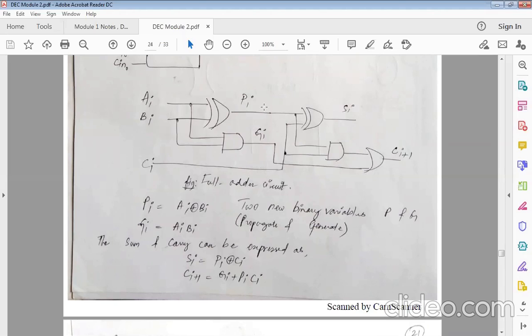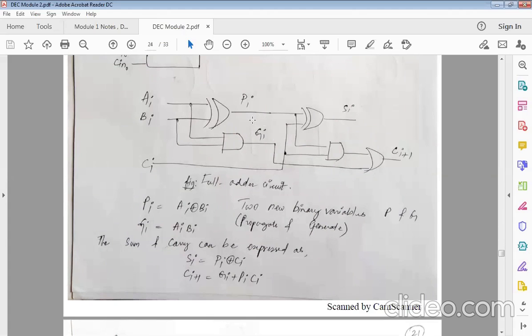Now, there are two important new terms here: Pi and Gi, which we have not seen previously. Pi means propagate, and Gi means generate. They are just propagating and generating the carry terms. A is XORed with B, so instead of having the full equation, I will represent it as Pi. Then A and B are multiplied, so instead of calling it AB, I will call it Gi.